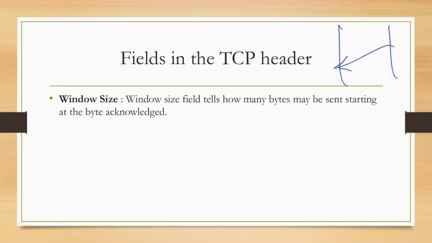So if an acknowledgement is received with acknowledgement number 5 and window size 3, in that case, it means that 3 bytes can be sent starting from 5. So 5, 6, and 7 can be sent.